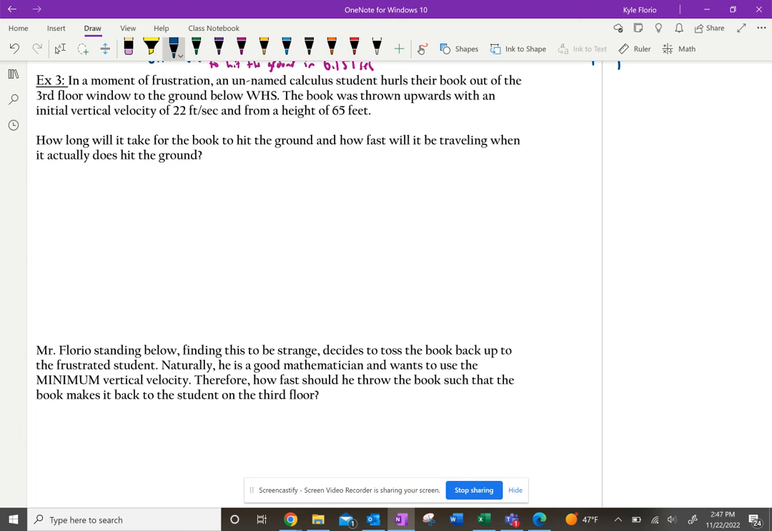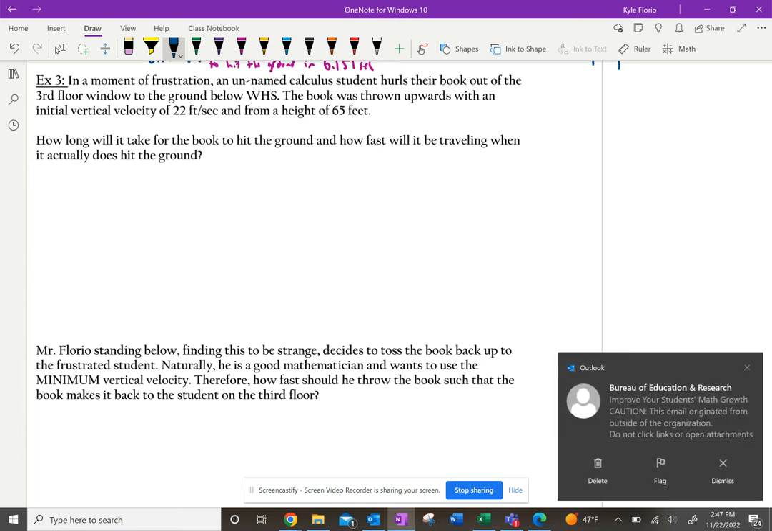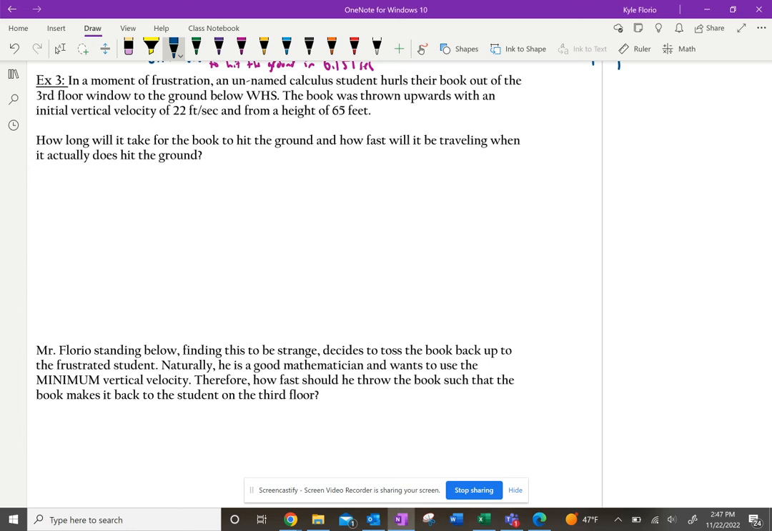So, in a moment of frustration, an unnamed calculus student hurls their book out of the 3rd floor window to the ground below Waterford High School. The book was thrown upwards with an initial velocity of 22 feet per second from a height of 65 feet. How long will it take for the book to hit the ground, and how fast will it be traveling when it actually does hit the ground?